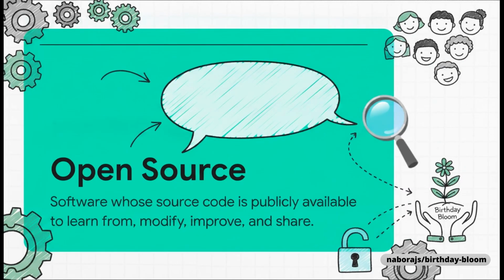The phrase open source can honestly sound kind of intimidating if you're brand new to it, but it really doesn't have to be. At its core, open source simply means teamwork. It means the underlying code for Birthday Bloom is publicly available for anyone to learn from, modify, improve, and share. It's a massive community effort. You absolutely don't need to be some coding genius to belong here. Your unique perspective, whatever your background, is incredibly valuable to making a project like this better for everyone.